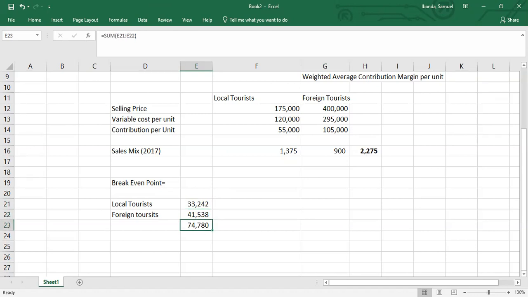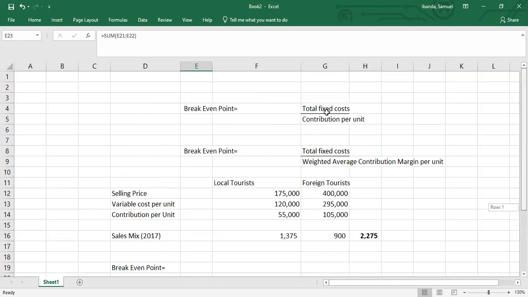So I hope other people have also gotten it. Atim, have you gotten it? And maybe the rest? How would you calculate that break even? Yes, so that means the 74,780 is now our weighted average that we're going to divide into the fixed cost. Yes, it's our denominator. It is what your contribution per unit would be if you were using a single product. You get it, eh? Yes. So that would be the principle.